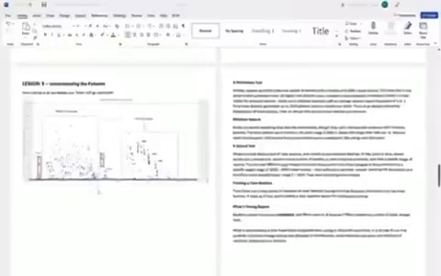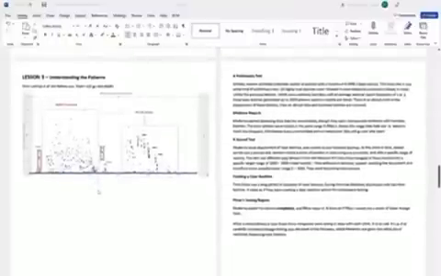That's the end of that lesson. Now we're going to look at what the patterns mean.